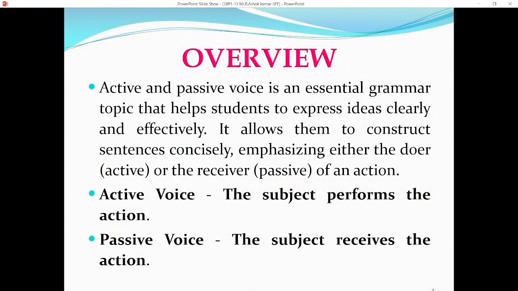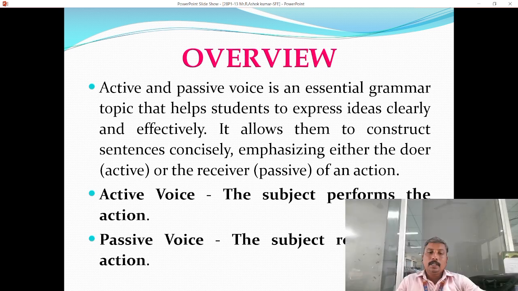In active voice, the subject performs the action. That means in active voice, the subject is the doer of the action, but in passive voice, the subject receives the action. So that is the difference between active and passive voice.